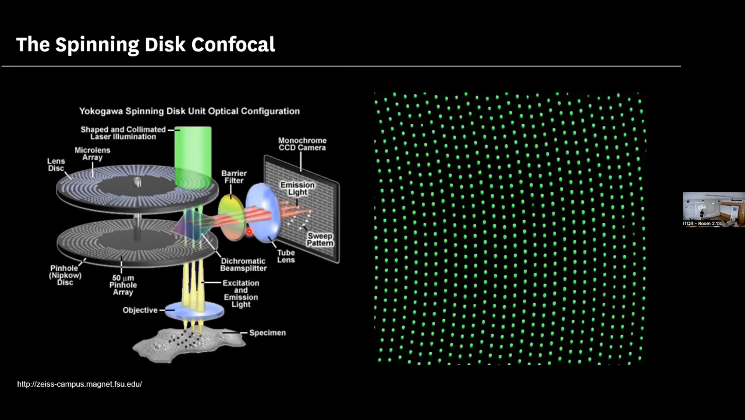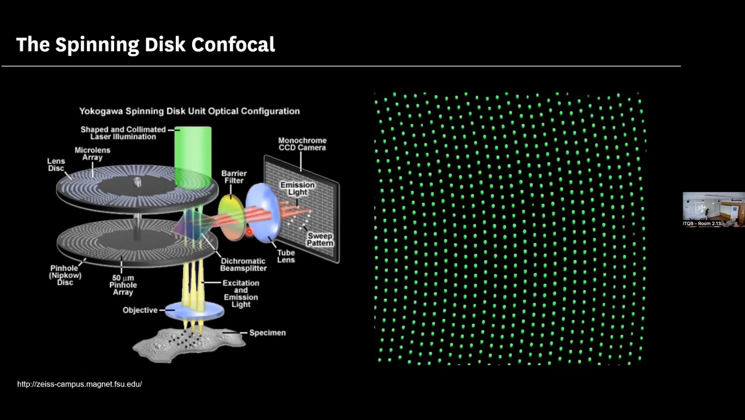I will start it again, and what you'll see is that as the disk rotates, what we are getting here is a little bit saturated because I wanted to show you where the pinholes are, but we would be getting just intensity from a single point in the sample with optical sectioning. We're not getting the light above and below. As the disk rotates, we'll get the point here, then here, then here.